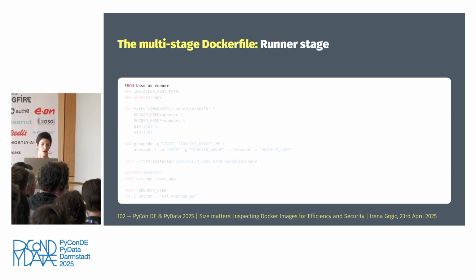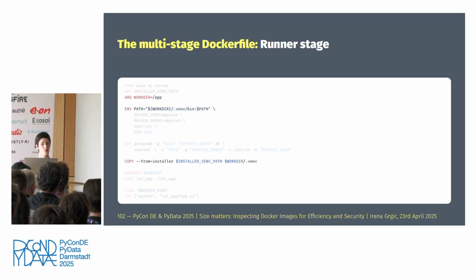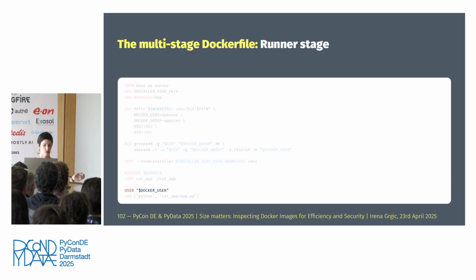You can see we are taking from the base stage. We are creating the non-root user. We are copying from the installer stage the entire virtual environment directory path where the Python packages live into our working directory, into the venv path. And we are, of course, appending that path to the PATH variable. Cool, right? And in the end, we're switching to the non-root user.